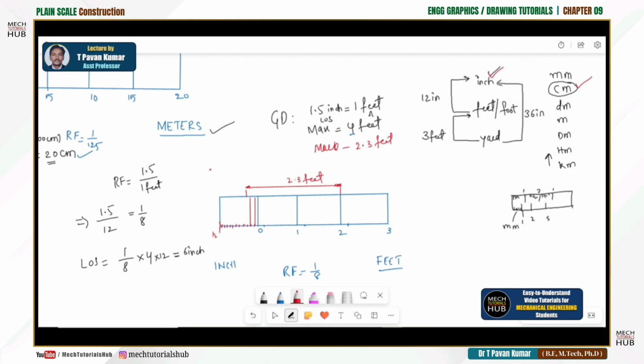And other than that, RF has to be calculated. Everything has to be converted to 1 unit so that it becomes unitless as it is a ratio. Then find the length of the scale. Accordingly, the length of the scale becomes the length of the drawing. Accordingly, you can make the construction. Okay, this is all about a plane scale and its conversions and how to mark the representations, everything.